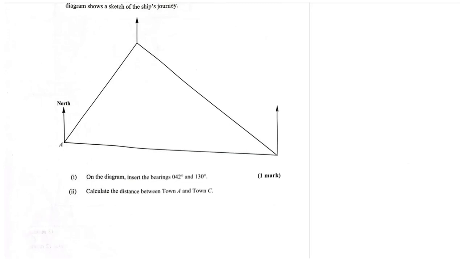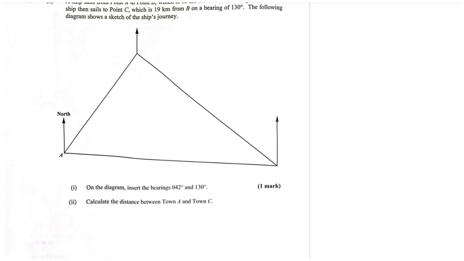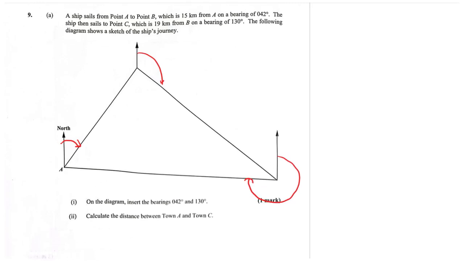Now part 1 states, on the diagram insert the bearings 42 degrees and 130 degrees. Now remember that the bearing is going clockwise from the north line. So we have 3 options here. Now ask yourself, which one of these bearings corresponds to 130 and 42.